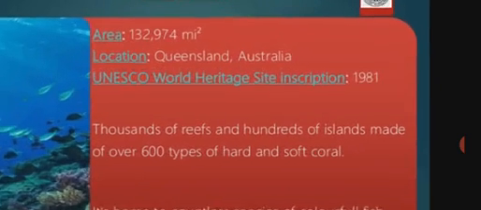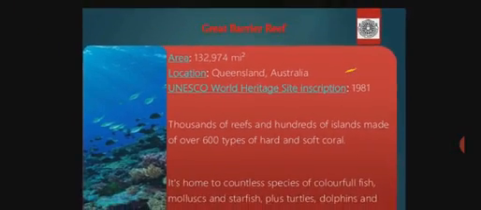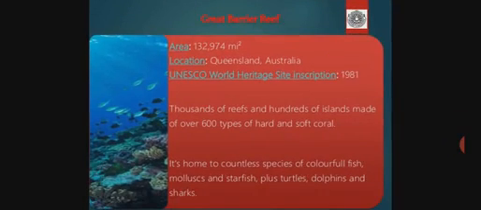Coming to the Great Barrier Reef in Australia, it has a total area coverage of about 132,974 square miles, and the location is Queensland, Australia. The UNESCO World Heritage Site inscription was given in the year 1981. And thousands of reefs and hundreds of islands are made of over 600 types of hard and soft corals in this reef, called the Great Barrier Reef.